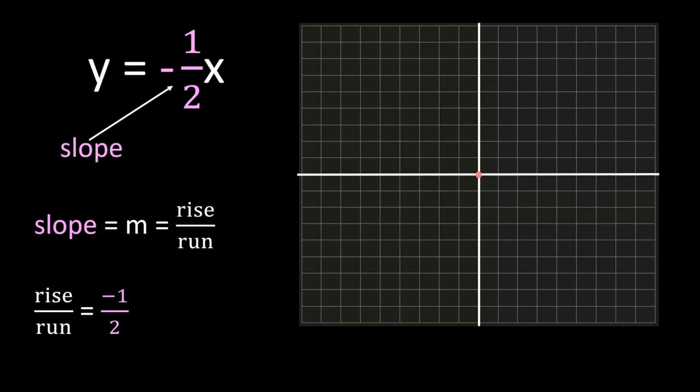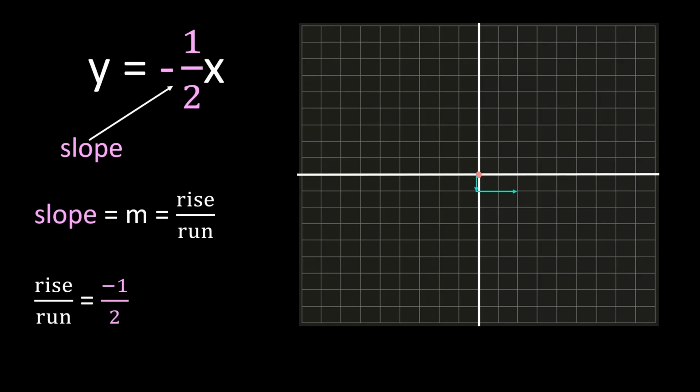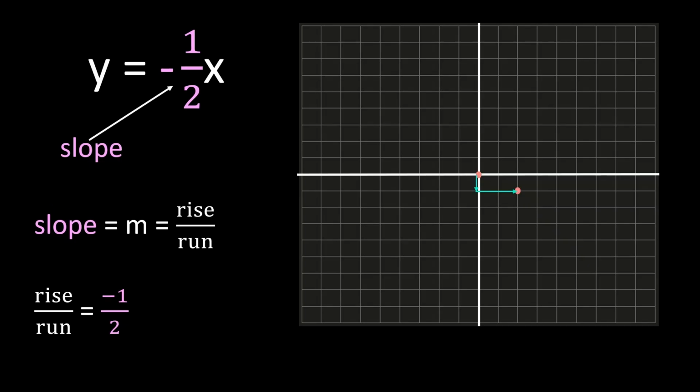That means that when I start with my y-intercept at 0, 0, I'm going to go down 1. And then I'll have a run of 2, which is going to the right 2 places. So in order to place my next point, I'm going to start here at my y-intercept. I'm going to go down 1 and to the right 2. And that's where my second point will be placed.